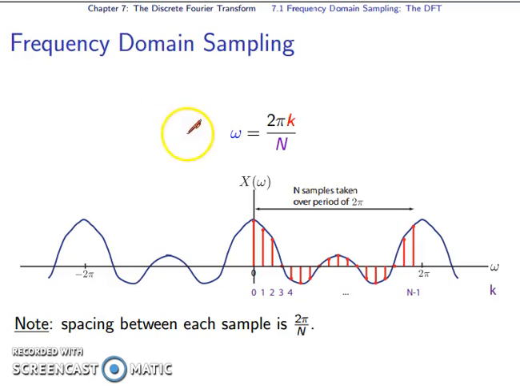Here I have illustrated the frequency domain sampling. See here, from this place to this one, this is what we call the 2 pi. The same signal is repeated, and we'll take N number of samples up to this point. From 0 up to this point, we'll take N number of points, so the spacing between each of the samples is equal to 2 pi by N. That is what we call the frequency domain sampling.